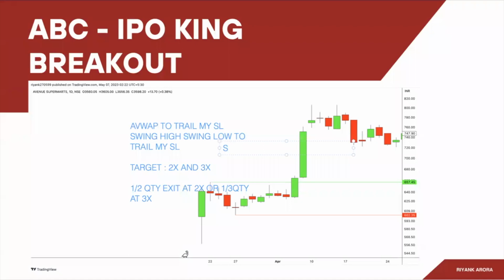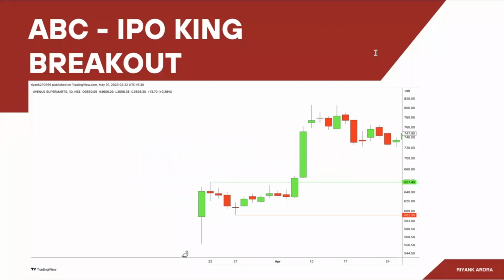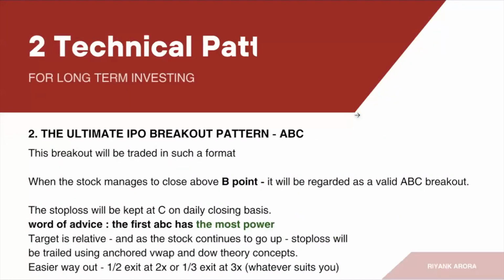And for an ABC breakout, stop loss will be point number B on daily closing basis. This point number B which is made here, oh sorry, not point number B, point number C. Point number C on daily closing basis will be a stop loss for this ABC breakout. Okay, so just remember these two things and you are good to go with. Let's take one more example.